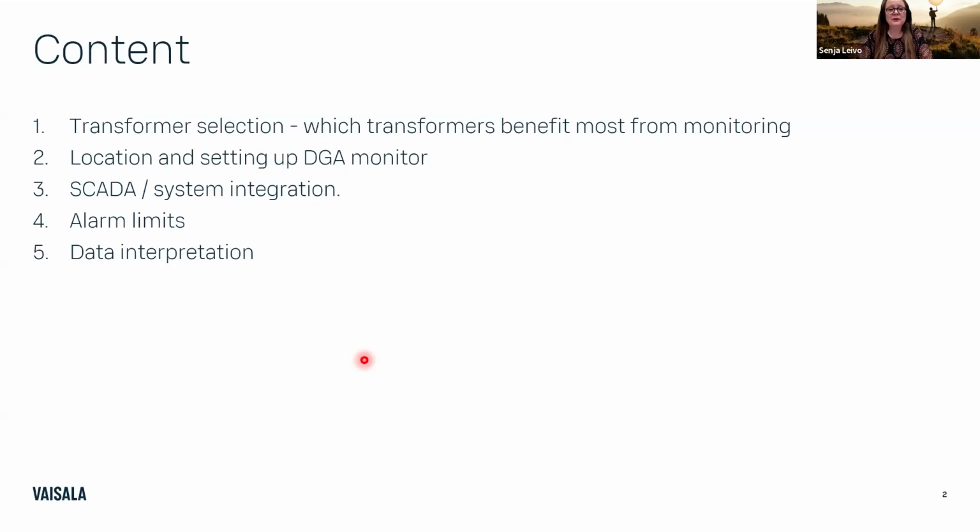Then the second part is the location, how to set up the monitor. It's not only the monitor itself; there are many things to consider. Then utilization of the data, how to get access to the data. Is it a SCADA integration or other system integration? Very important part. And then obviously alarm limits, how to set up those, and at the end the data interpretation.